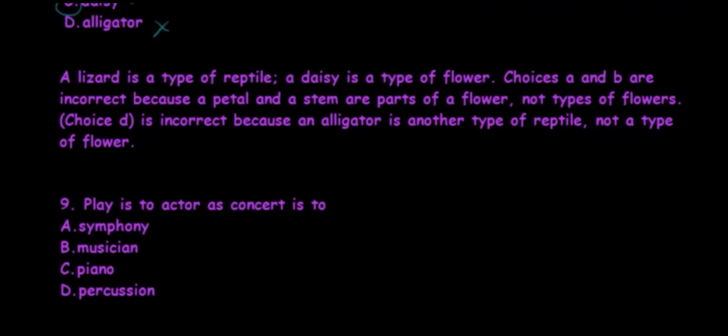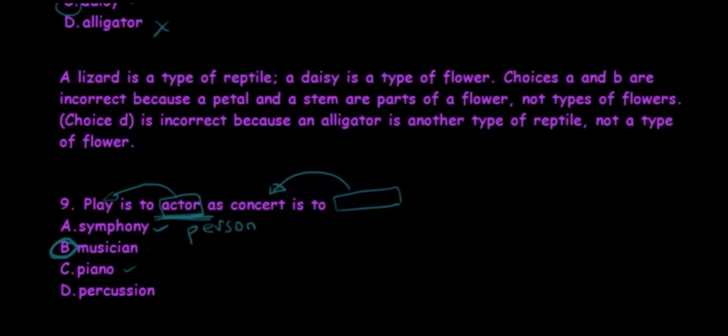Play is to actor as concert is to. Actors perform in a play, so who's performing in a concert? Maybe we can play pianos as well. We can. Musicians, but do you see that this is a person? So we've got to choose a person. Do you see how they're close to each other? You would have musical instruments playing in the concert, but they're not talking about the instrument or part of a play. They're talking about the person who's acting. So a musician performs in the concert.